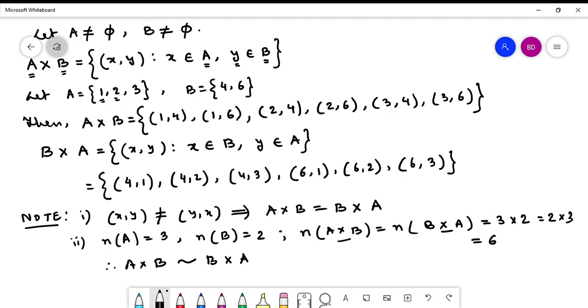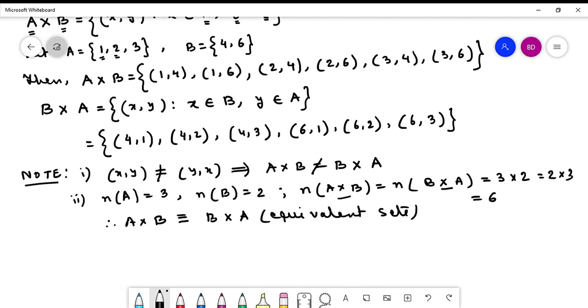You can write it like this, equivalent sets. Or in fact, we better use this symbol, equivalent sets, because they have the same number of elements. But since the elements are not the same, we cannot write they are equal. They are not equal. So here it is not equal, right? A cross B and B cross A are not equal. So they are equivalent sets but not equal sets. So these are the two important things that we note regarding Cartesian product.